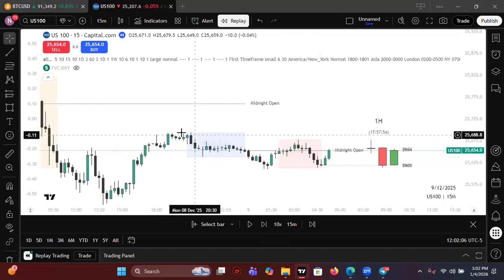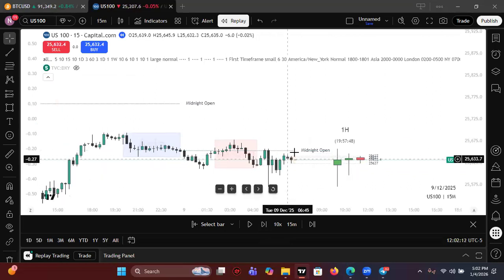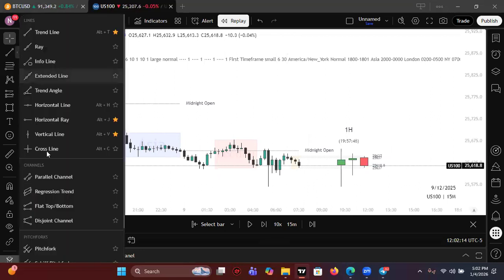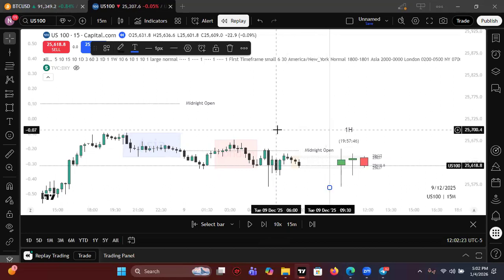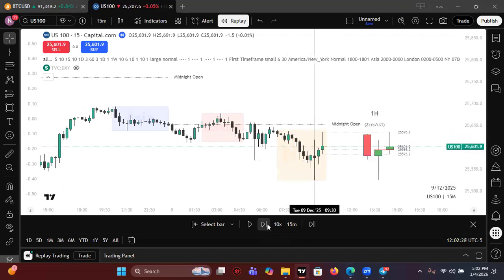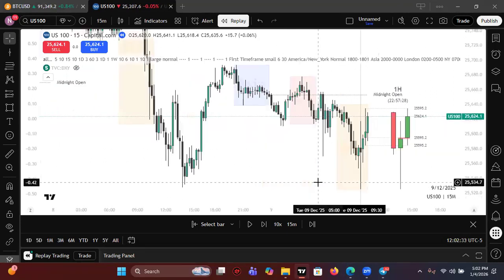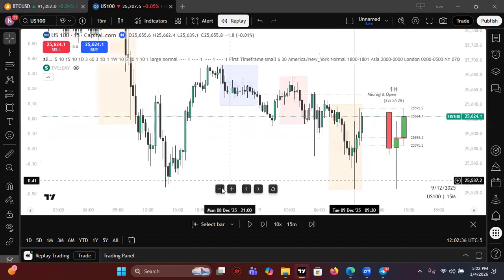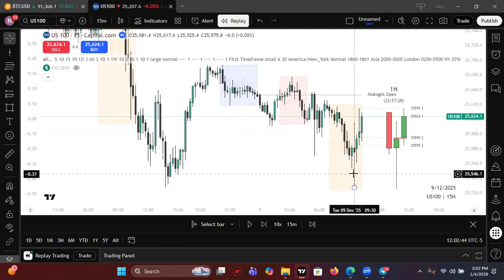Let's just see. Let me mark it with a vertical line. So we can clearly see that 930 manipulated now. And then did it take this external range liquidity? Yes, it took this external range liquidity, right? So you see the manipulation took that external range liquidity.